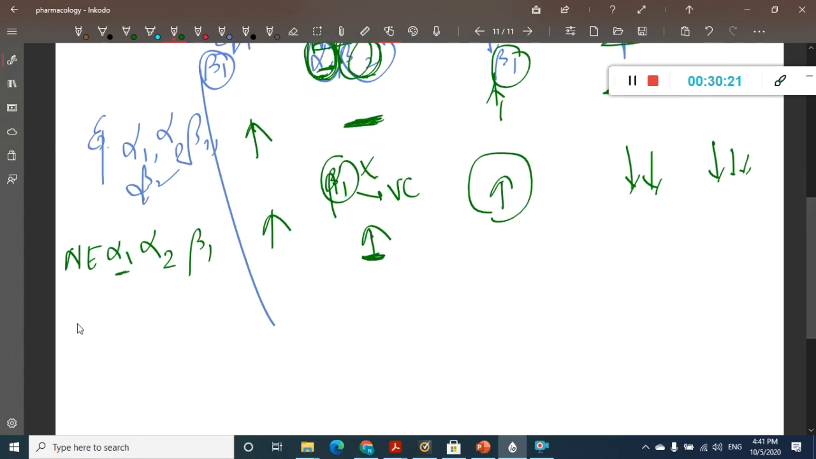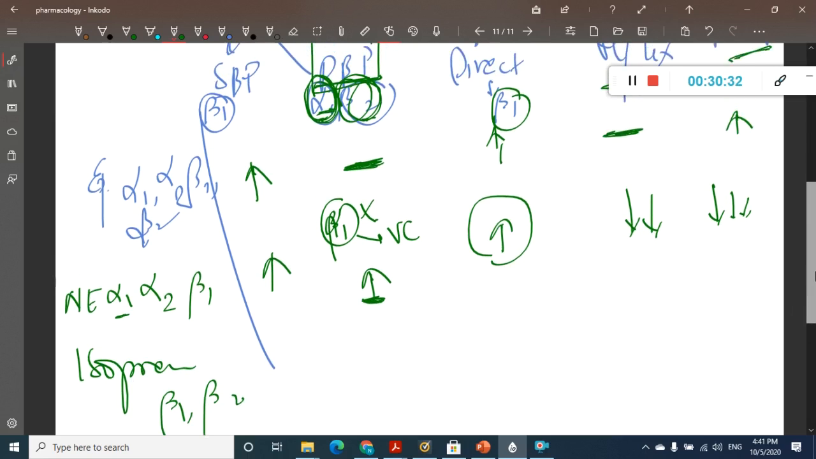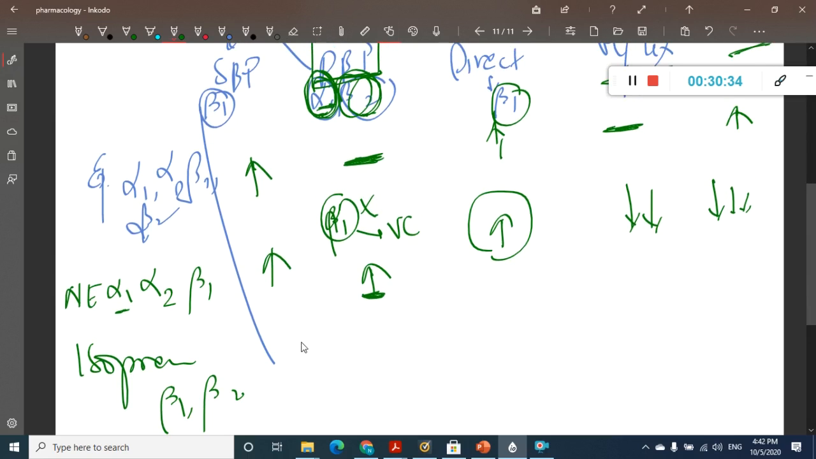Then the next drug is isoprenaline. What do you see in isoprenaline? There is only beta 1 and beta 2 action in isoprenaline. There is no alpha action. So because of this, in systolic blood pressure, you have beta 1 action, so this is increased. In diastolic blood pressure, there are alpha 1 and beta 2 receptors. There is no alpha 1 action here. There is only beta 2 action, which is vasodilatation, thus decreasing the diastolic blood pressure.